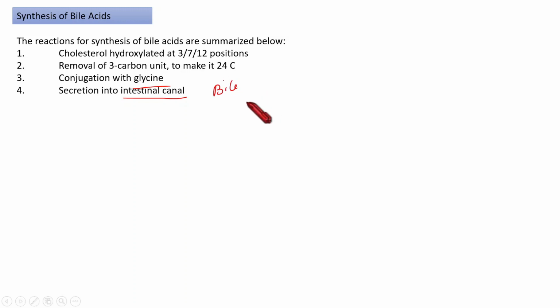So bile is a substance that is formed inside the liver, and it consists of many other constituents in addition to bile acid. So don't think that bile acid is the only component present in the bile. In addition to bile acid, bile contains many other things that I will tell you later. So, after the conjugation with glycine, the bile acid is secreted to the intestinal canal through bile.